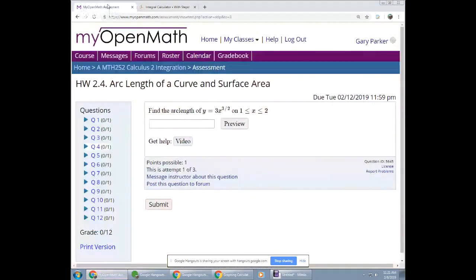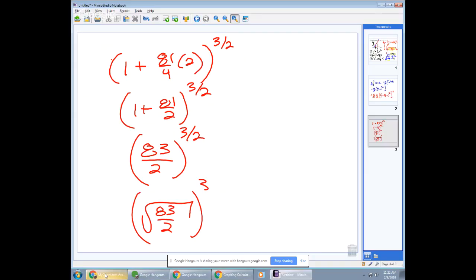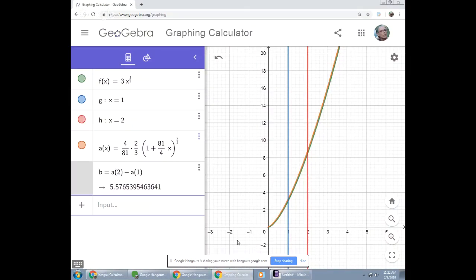And let's see, what do they want here? Enter a mathematical expression, and it doesn't say no decimals allowed, so I should just be able to type a decimal version. It's a matter of just typing enough decimal places. Where'd GeoGebra go? There it is. 5.765, maybe?